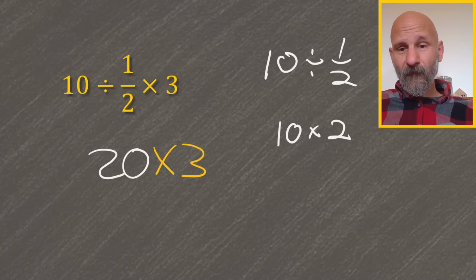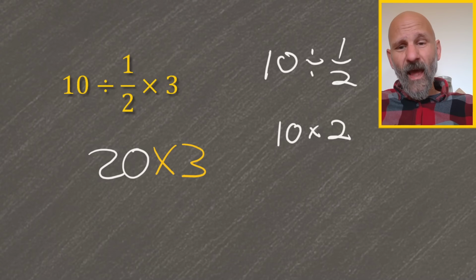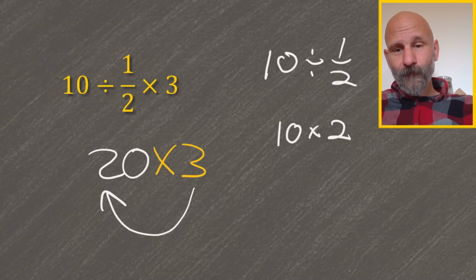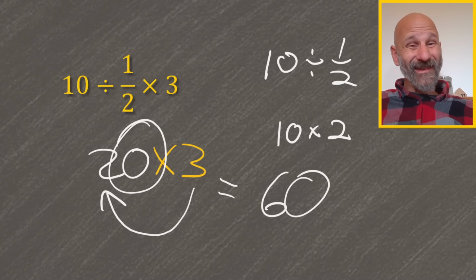20 times 3. Now, if you're thinking I'm going to take 3 20s and add them all up, well, you're on the right track. But it's actually easier than that. Do 3 times 2. That makes a 6. And then we have that 0 on the end. And there we go. 60 is going to be the correct answer.